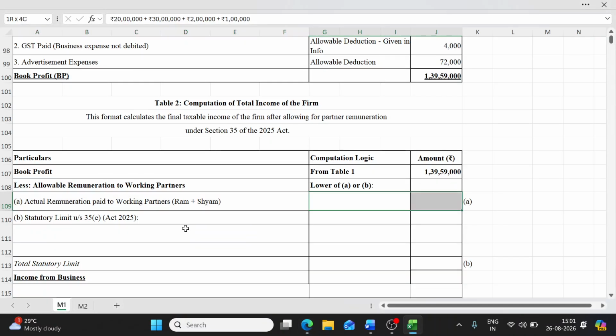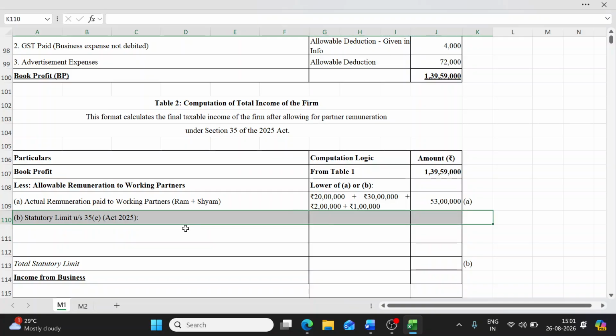So in actual, 53 lakhs remuneration is paid to working partners. Now we have to find out the statutory limit, the remuneration payable as per statutory limit. So let's compute remuneration payable as per statutory limit.